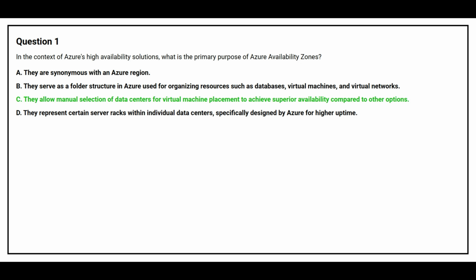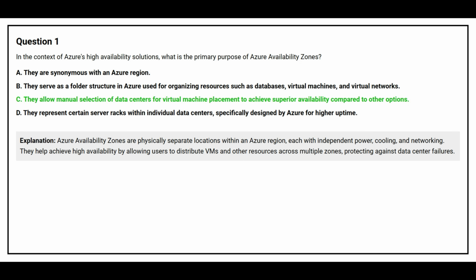The correct answer is option C. They allow manual selection of data centers for virtual machine placement to achieve superior availability compared to other options. Azure availability zones are physically separate locations within an Azure region, each with independent power, cooling, and networking. They help achieve high availability by allowing users to distribute VMs and other resources across multiple zones, protecting against data center failures.